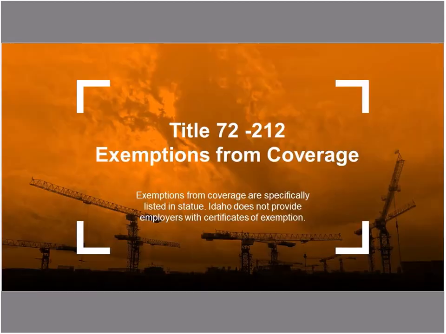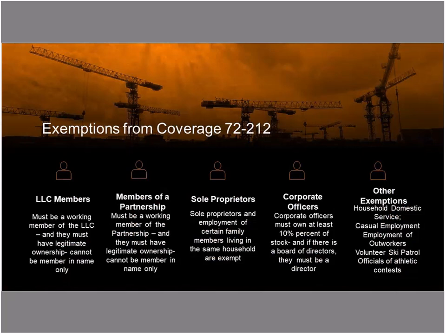Very good question, though. Title 72-212, so this is going to be the exemptions of coverage. The exemptions themselves are specifically listed in this statute. However, keep in mind that the state of Idaho doesn't issue exemption certificates or certificates of exemption. Upon making the determination that your employees are exempt from work comp coverage, we just notate that in our database for future reference. So those exemptions are going to vary based on the way that your business is structured.